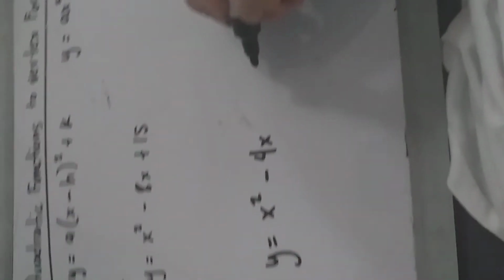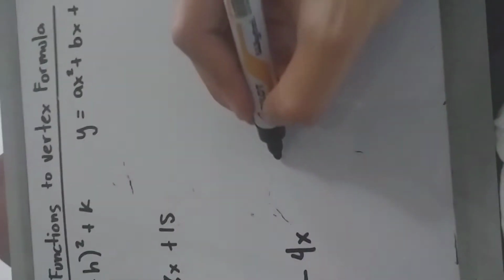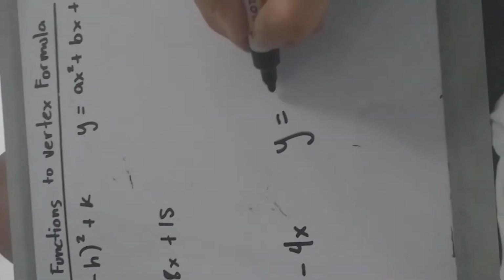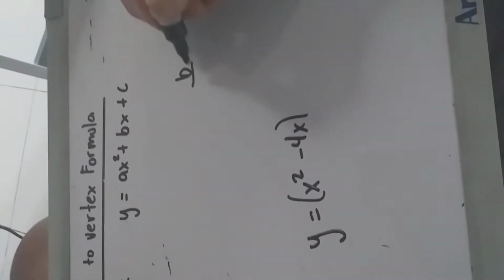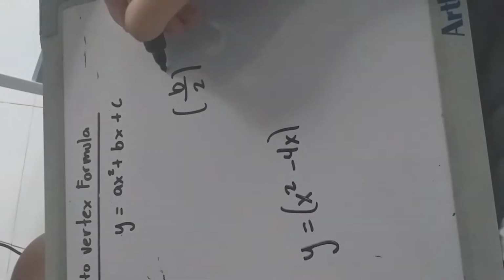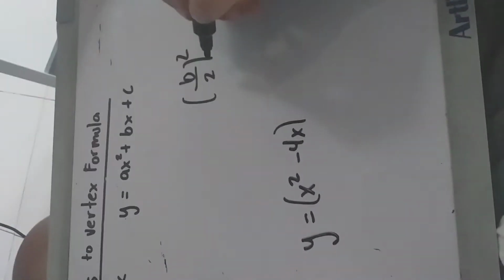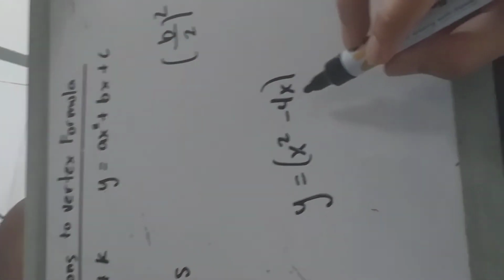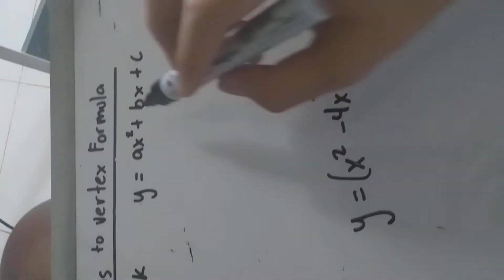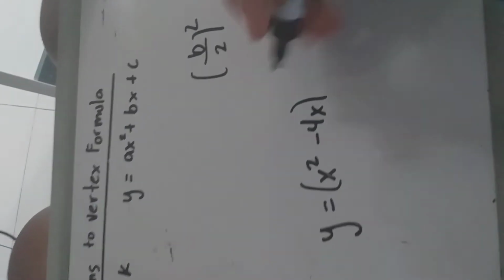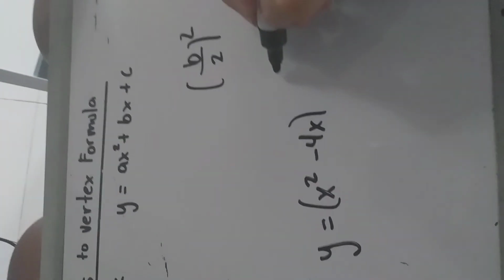Okay, so to solve this, we do the same thing. We write the equation. Y is equal to x squared minus 4x. Then parentheses. Then again, do what I did. The b over 2 squared is equivalent. So in this case, our b is the number beside x. The b is always the number beside x. So what's the number beside x? That's -4.